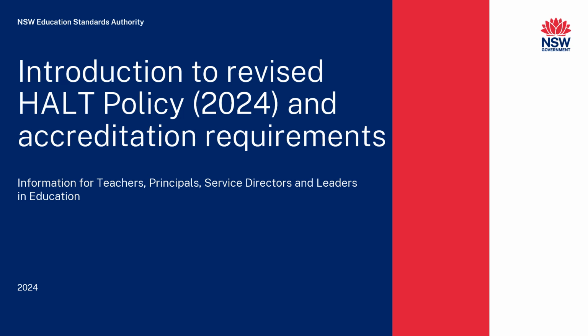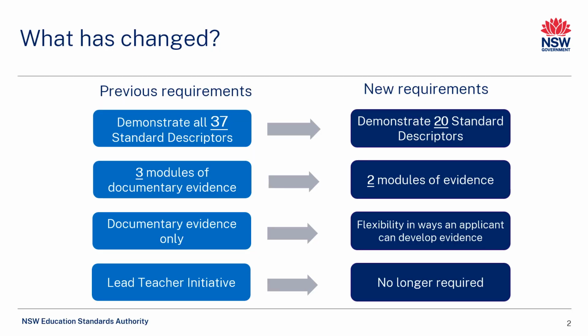This presentation provides information for teachers, principals, service directors, and leaders in education regarding the revised HALT accreditation requirements in 2024. So, what does the revised HALT policy look like? The revised policy reduces the number of standard descriptors which must be evidenced by applicants from 37 standard descriptors to 20, of which 14 standard descriptors are mandated by NESA and 6 standard descriptors are chosen by the applicant.